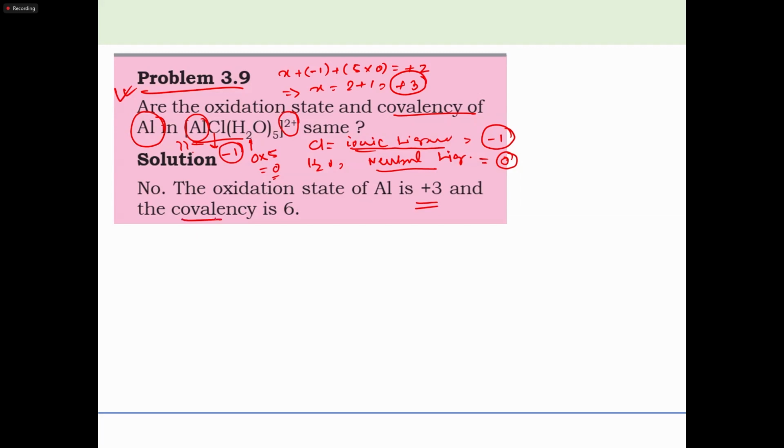Now, covalency means how many ligands are present. There are 5 and 1, so the covalency is equal to 6. Now I will talk about the chemical reactivity.